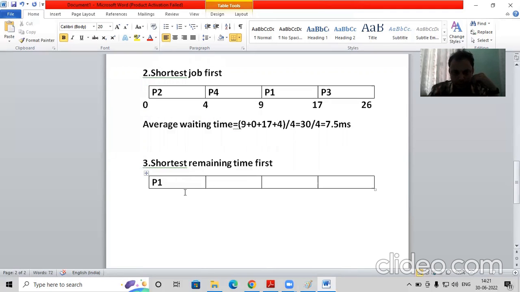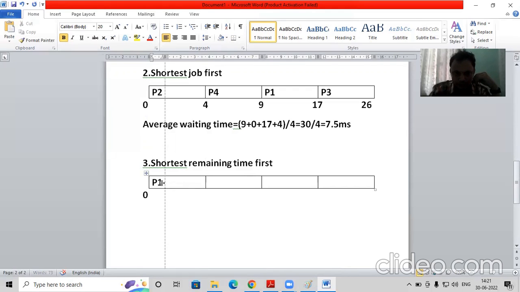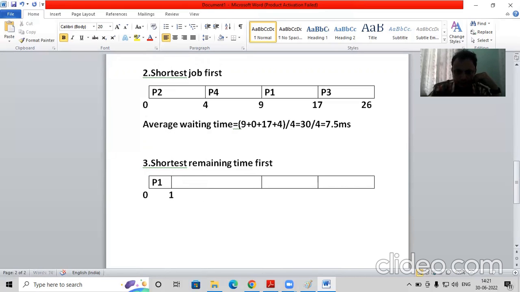Okay. So here P1 is stopping at which time? At 1 second. Suppose at 1 second we are stopping it. Now P2 is taking 4.